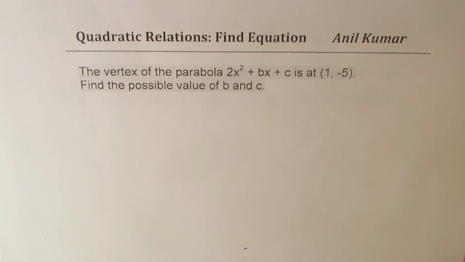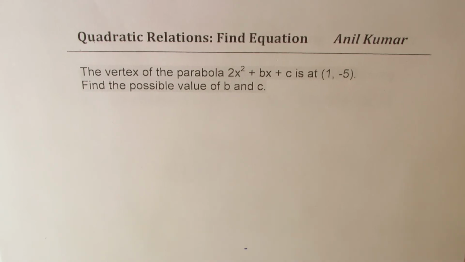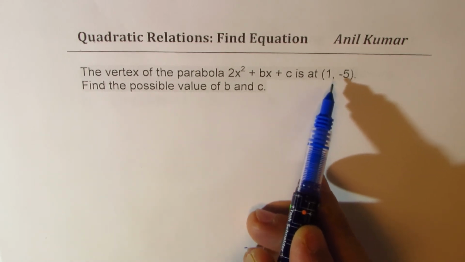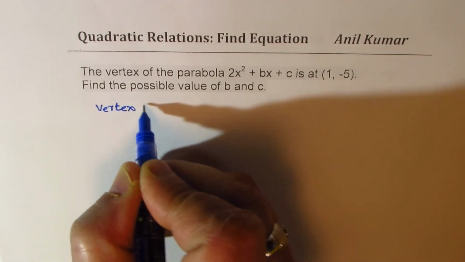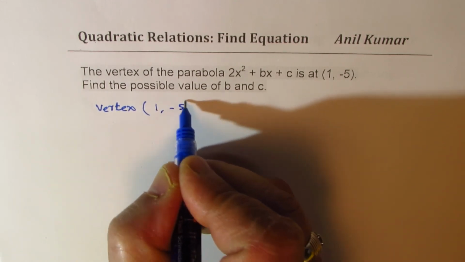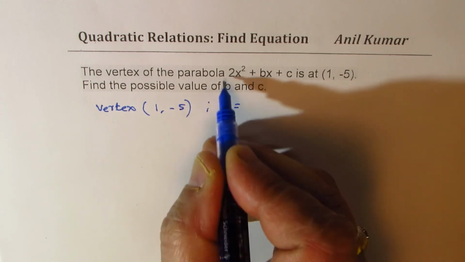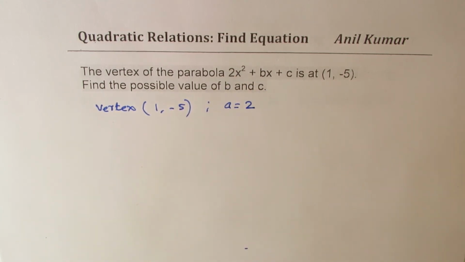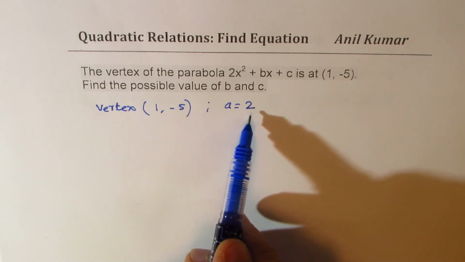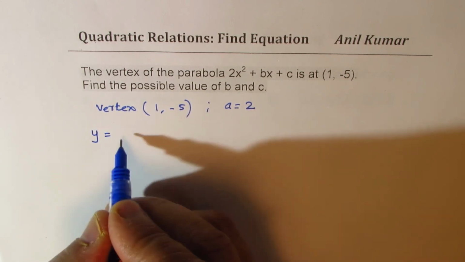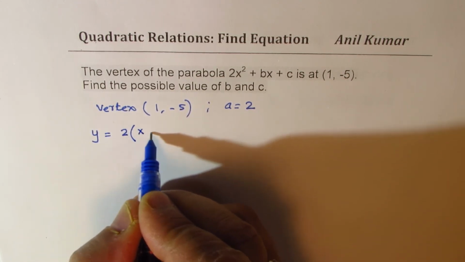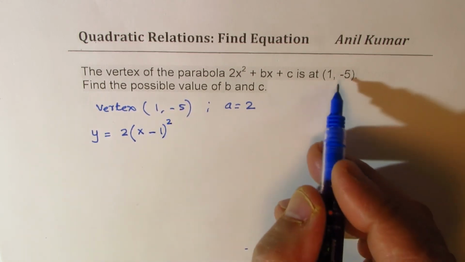The vertex of the parabola 2x squared plus bx plus c is at (1, minus 5). Find the possible values of b and c. Now in this question, you should actually get the equation from the vertex form. So we know that the vertex is at (1, minus 5), and we also know here that the a value is given to us as 2. Now whether it is the standard form or the vertex form, the a value remains the same, right? So using that, we could say that the equation will be y equals 2 times x minus 1 whole squared minus 5.